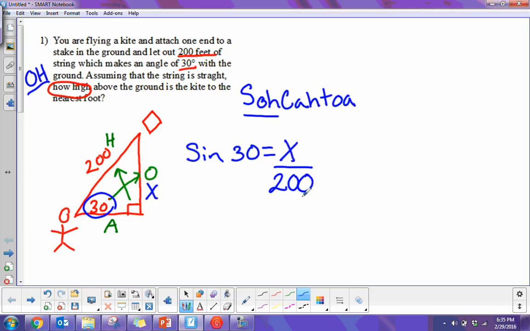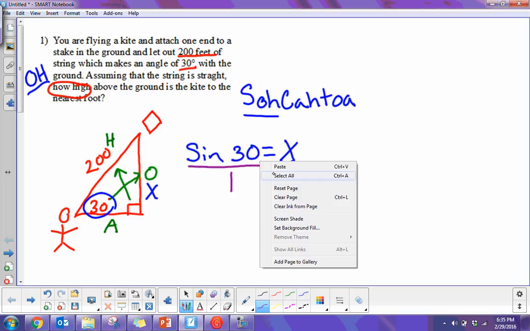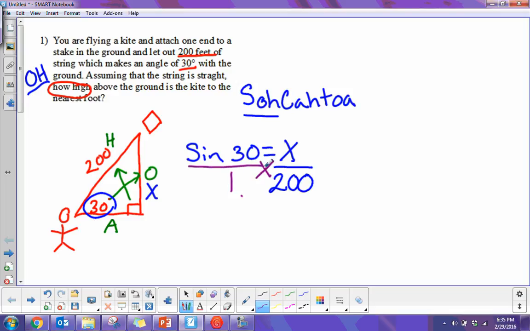Once we know that, we can go ahead and put a 1 underneath the sine, so we have two fractions, and we can now cross multiply. 200 sine 30 equals x. Put all of this right here in your calculator, just as is, 200 sine 30, and you'll get x equals 100.